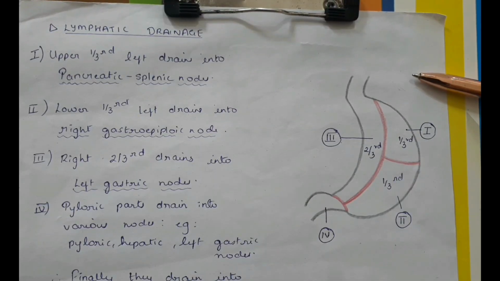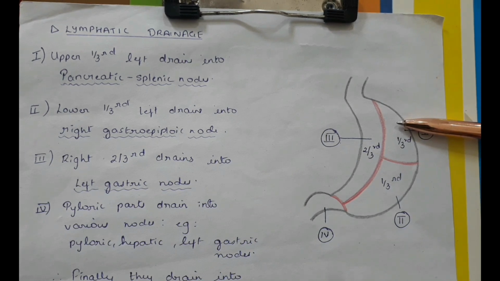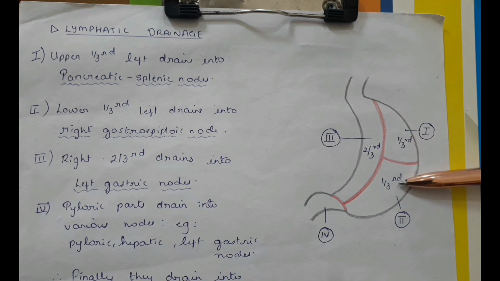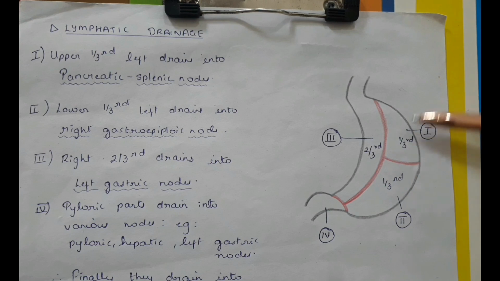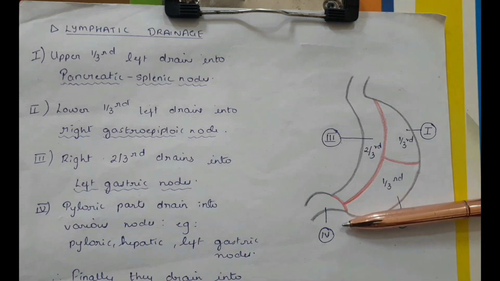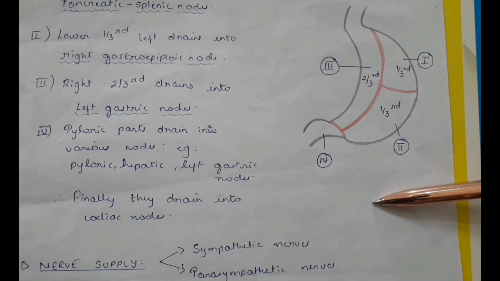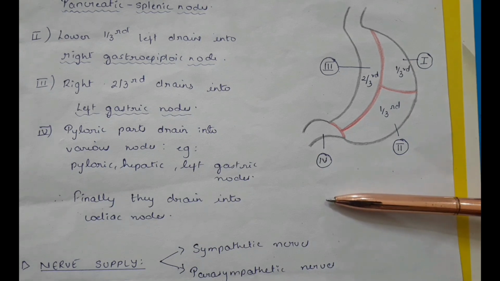Lymphatic drainage of the stomach. The upper 1/3 drains into the pancreaticosplenic nodes. The lower 1/3 left drains into the right gastroepiploic nodes. The right 2/3 drains into the left gastric nodes, and the pyloric part drains into various nodes, for example, the pyloric, the hepatic, and the left gastric nodes. Finally, they all drain into the celiac nodes.